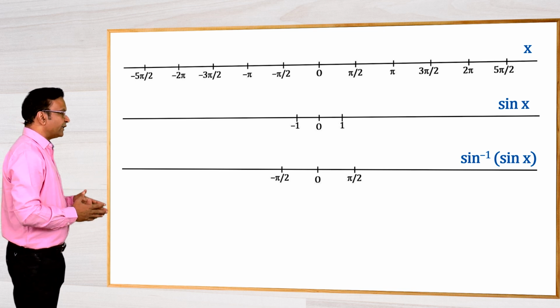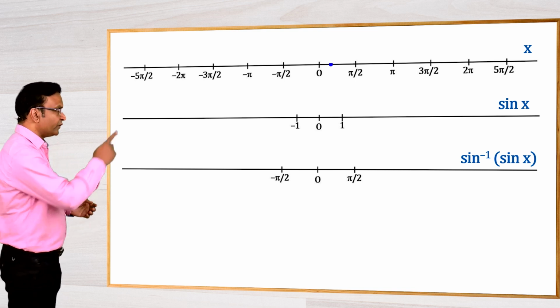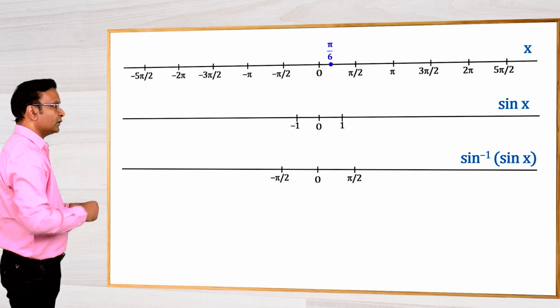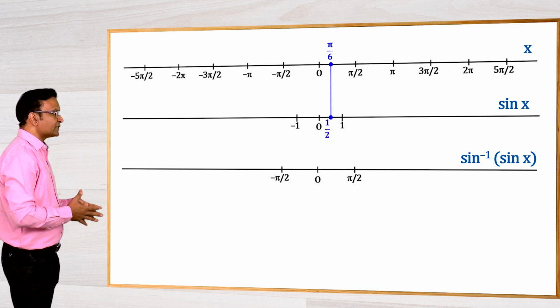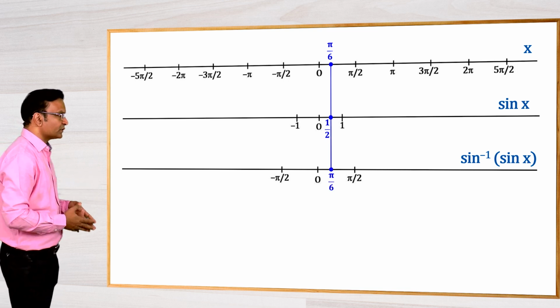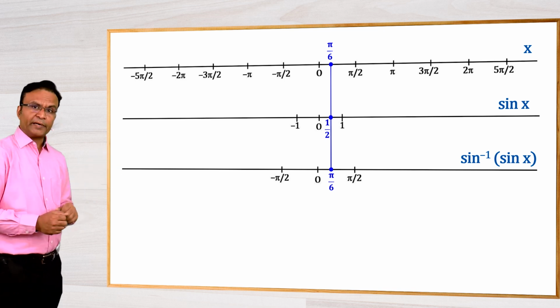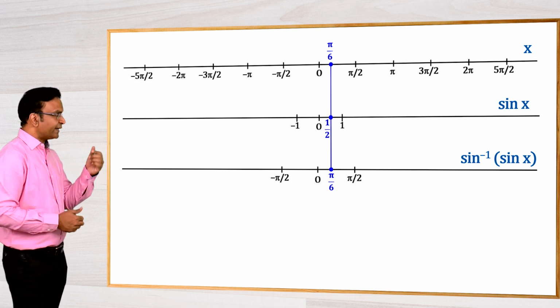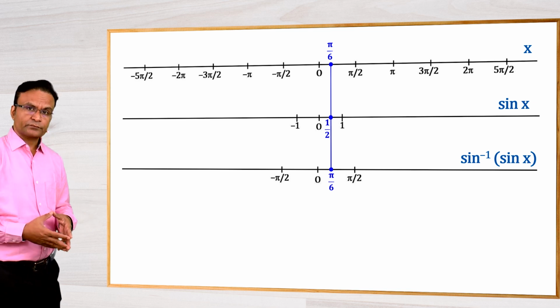Now let's find the value of sin inverse of sin π/6. So we have a point π/6 on the scale of x. For this value of x, sin π/6 is half. So we have a point 1/2 on the scale of sin x, and sin inverse half is π/6. So on the scale of sin inverse of sin x, we have value π/6. So I started with the value π/6 and I am getting the value π/6.